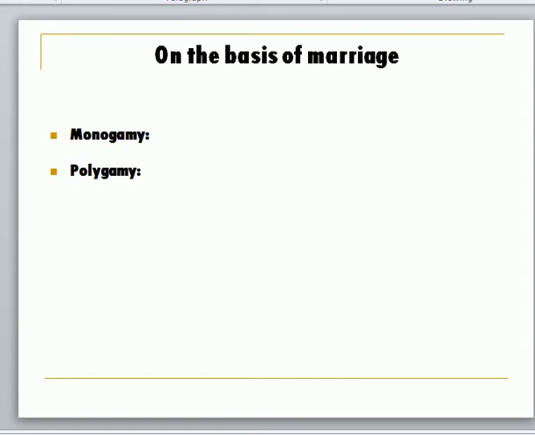Polygamy: poly means more and gamy means to marry. It means to marry more than once. So this is one man married to two or more women at the same time. To marry more than once is polygamy, and it has two types. One is polygyny, another is polyandry, which we discussed in the lecture on marriage. So we have families on the basis of monogamy and polygamy. These are the two types of family we have regarding marriage.